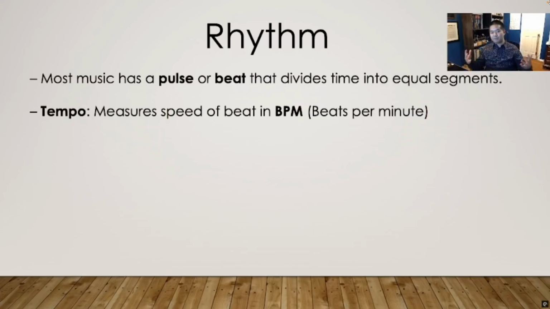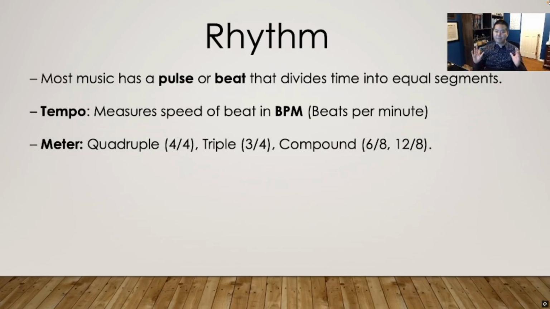So most music has a pulse or a beat that divides time into equal segments. You heard that when I was counting 1, 2, 3, 4, very consistent. The tempo is what we use to measure the speed of that beat. So a faster tempo would be like 1, 2, 3, 4, or a slower tempo, 1, 2, 3, 4. When the beat happens more often, it's a faster tempo. When it happens more sparsely, that is a slower tempo. We measure tempo in BPM, which stands for beats per minute. So 60 beats per minute would mean 1 per second, about 1 per second.